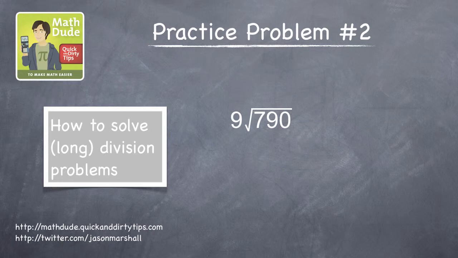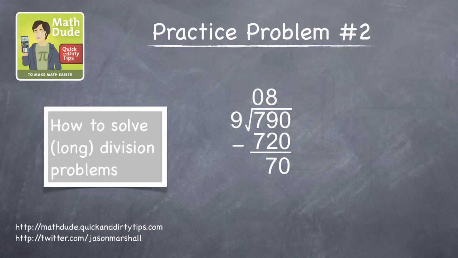Okay, the second practice problem is 790 divided by 9. How many times does 9 go into 7? Well, it doesn't, since 9 is bigger than 7. So how about this? How many times does 9 go into 79? We know that 9 times 9 is 81, a bit too much, so 9 goes into 79 8 times. This 8 really represents 80, so that accounts for 720 of the 790, leaving us with a remainder of 70.